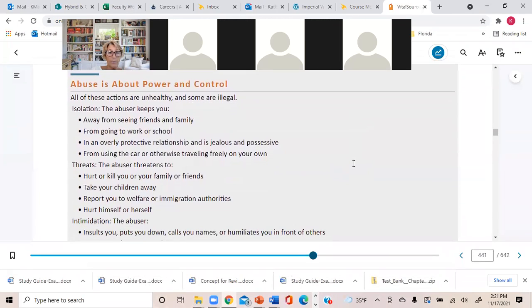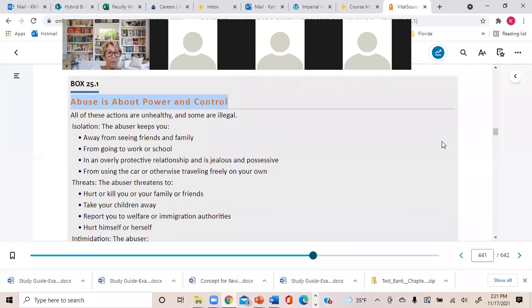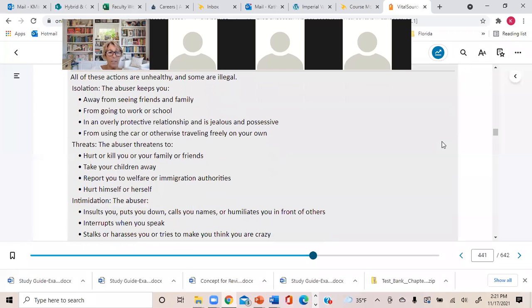This is excellent right here. Abuse is about power and control. Excellent box to read. All of these actions are unhealthy and some are illegal. There's three topics: what does isolation look like? What do threats look like? What does intimidation look like? These are important to know because this helps you identify victims of abuse.